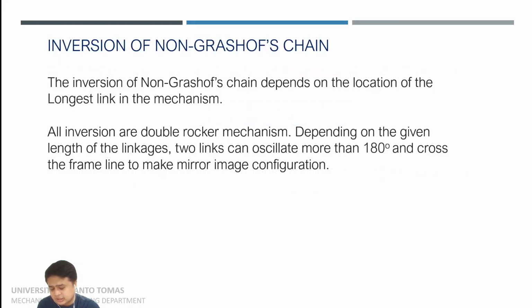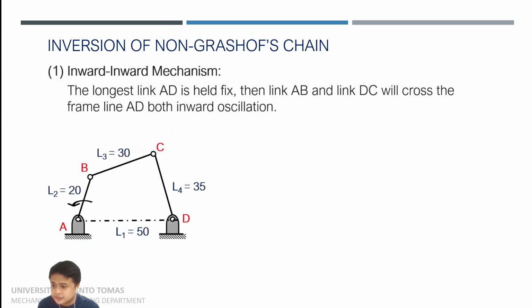So you can still invert, no? The non-Grashof chain will usually only be composed of double rocker systems, or double rocker mechanisms. So there are no other configurations other than double rocker mechanisms for non-Grashof chains. But it can oscillate more than 180 degrees, as we can see in these examples. So we have, I think, three or four configurations for the inversion of a non-Grashof chain.